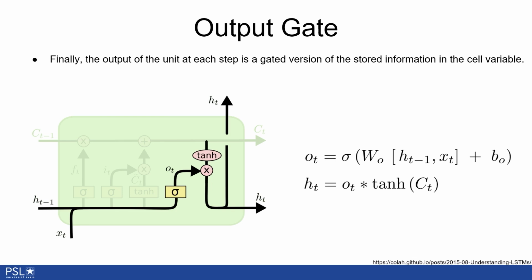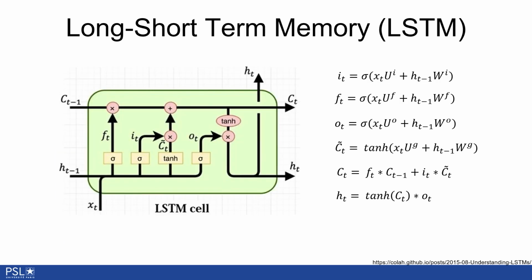Then, the new hidden state is a tangent hyperbolic transformation of the cell variable ct multiplied by the output gate ot. If, for example, the output gate is closed, then the hidden state of the unit will be 0. We can now summarize all the dynamics of an LSTM unit.